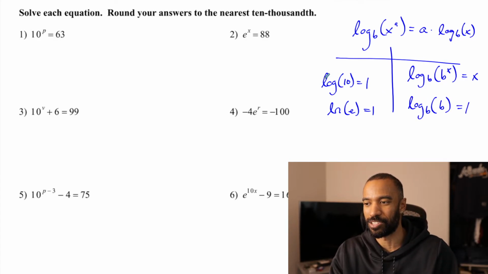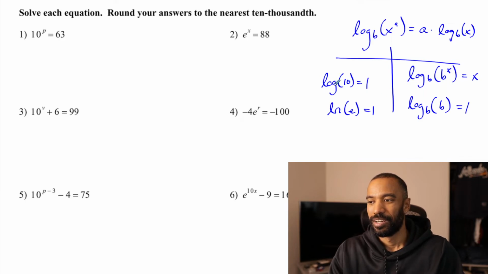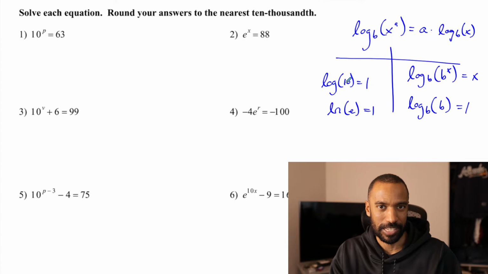Log base b of b is also 1. Right, because this log of 10 is the log base 10 of 10. Natural log of e is log base e of e. Log base b of b is 1.